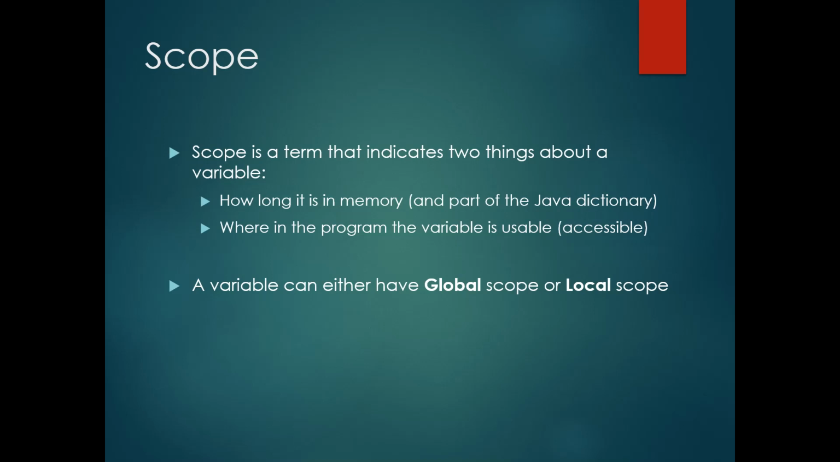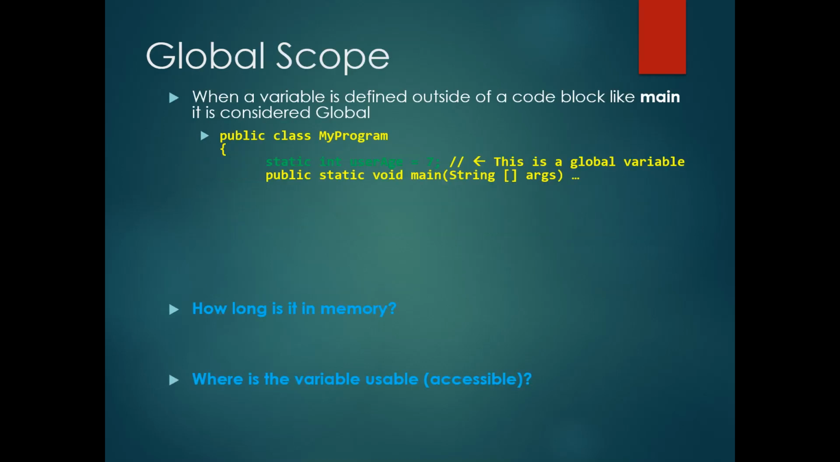Well, what's the difference between the two? There's the obvious difference in terms of where you actually define it. So global variables are defined outside of the main, but inside of the class. We typically define them just below the class line, as you can see here. So static int userAge = 7. This is outside of the main, so it's above the main, but it's below the class line. Now remember that when we do this, we have to define it as static because we want to later use it inside of the main, which is also static. So that's a global variable.